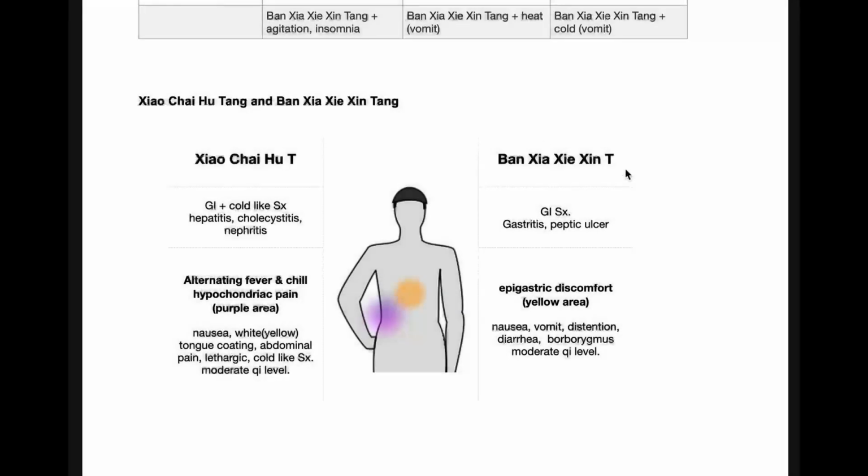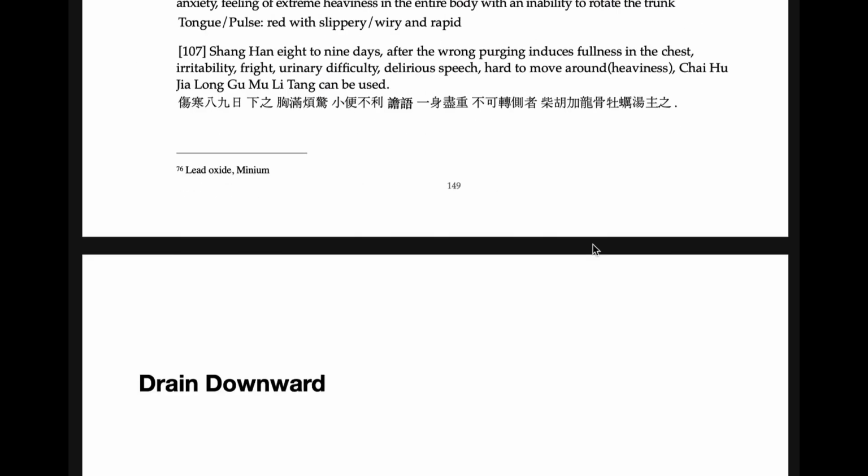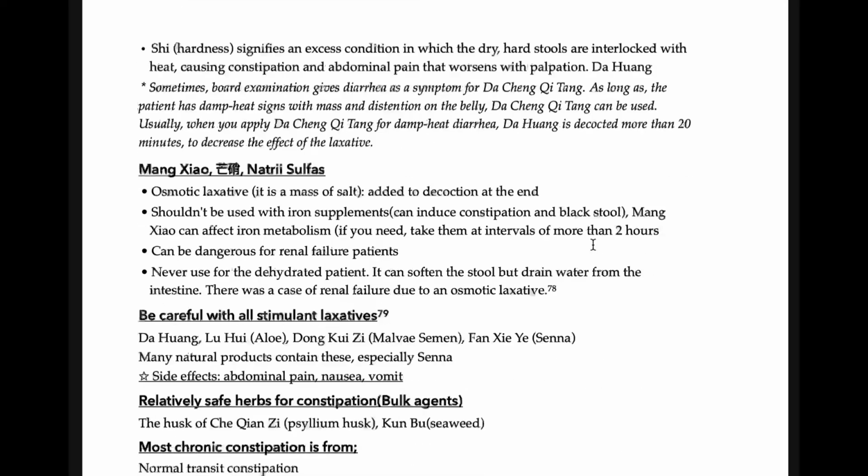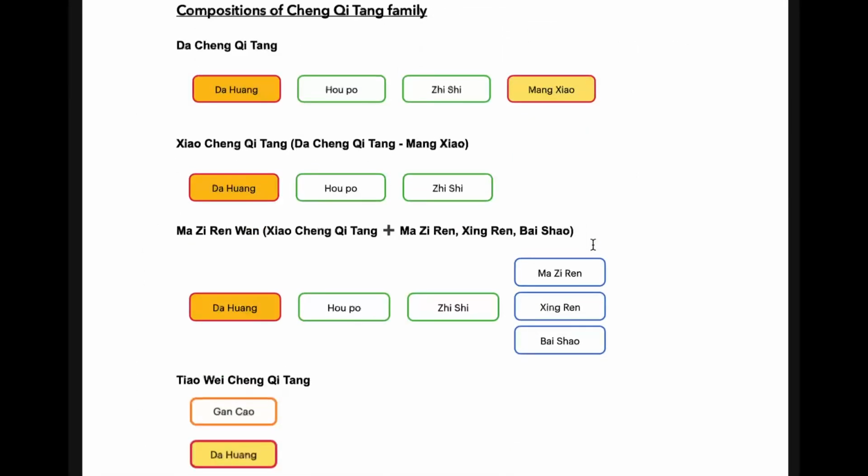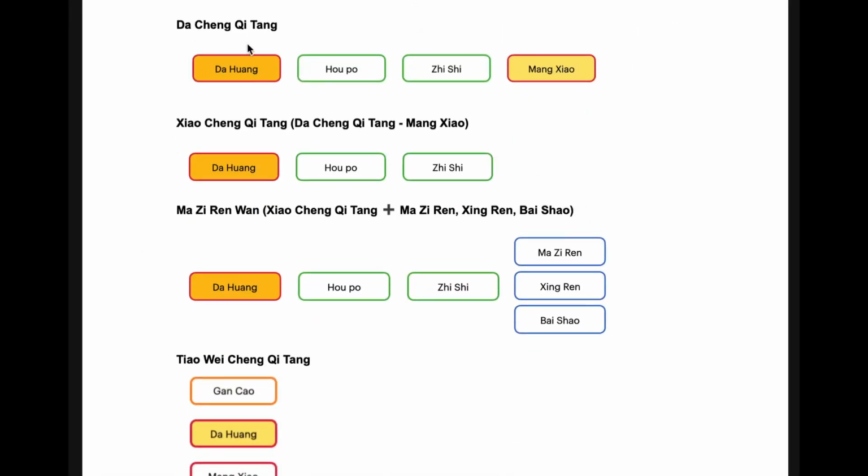Chills. And Banxia Xiexin Tang does not treat those heat signs, but treats gastrointestinal symptoms. That's Banxia Xiexin Tang. And the drain downward formulas. So all summarized here: Dahuang treats which one? Shi, mess. And Mangxiao treats Zao, dry, small stools. And Houpo treats Man. And Zhishi treats Pi.